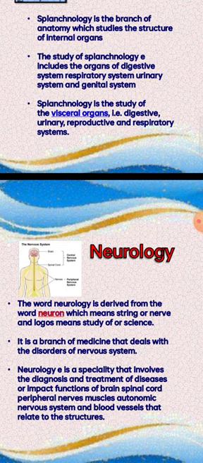So the problems that arise in our body because of damage in the nervous system come under the subject neurology. Neurology is a specialty that involves the diagnosis and treatment of diseases that impact the functions of the brain, spinal cord, peripheral nerves, muscles, autonomic nervous system and blood vessels that relate to these structures.